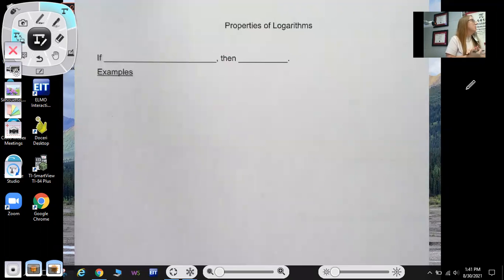Okay, so what you guys learned about logarithms last time, or what we've been learning about last week, was how to solve logarithms and how to change between logarithmic and exponential form. Now we're going to look at solving equations that have logarithms in them. And so to do that, there are some properties of logarithms that you'll need to know.